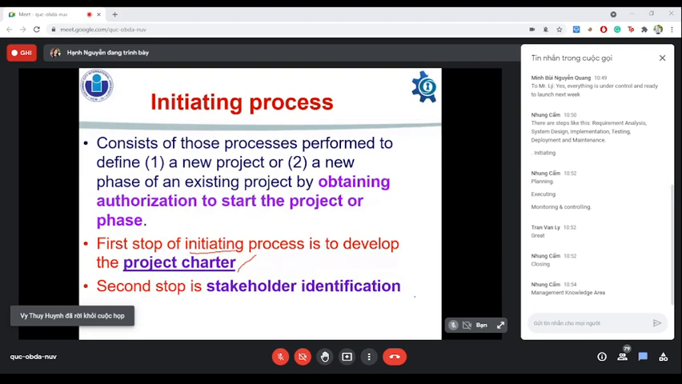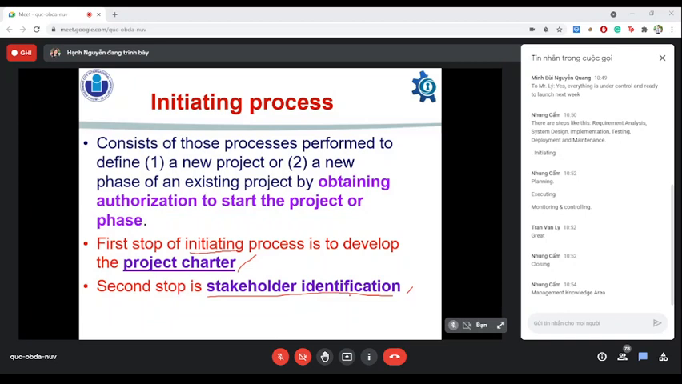The second one is identify stakeholders. Identifying stakeholders is the process of identifying all people or organizations impacted by the project and documenting relevant information regarding their interests, involvement, and impact on project success. Involving the customers and other stakeholders during initiation generally improves the probability of shared ownership, deliverable acceptance, and customer and other stakeholder satisfaction. So that is the end of my part.